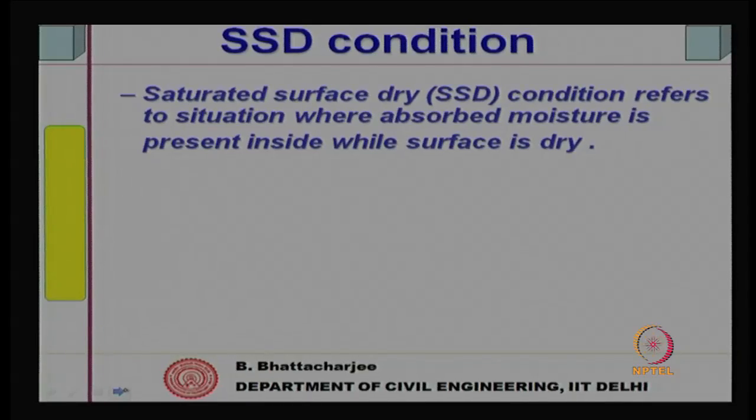Saturated surface dry condition refers to a situation where absorbed moisture is present inside while the surface is dry. That is a standard condition used, because it is very difficult to control and standardize the moisture content. Saturated surface dry means inside there is water, outside the surface is dry, which you can find out by wiping the water from the surface using a flannel cloth or something of that kind.